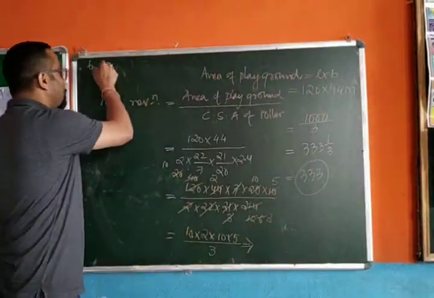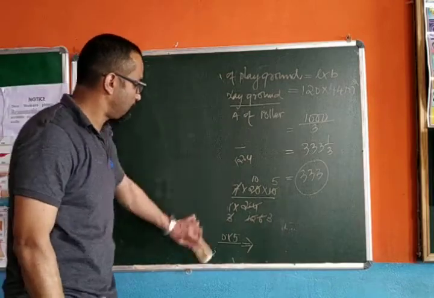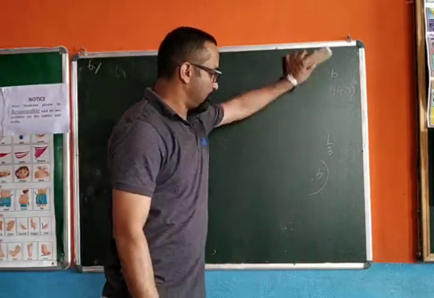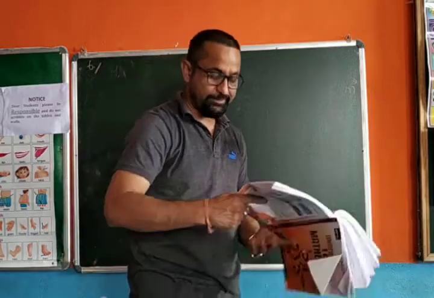Similarly, you try question number 6 from the exercise. Question number 7 is easy, you can try it yourself. Question number 8 is an important sum. It had come in ICSE 2018.